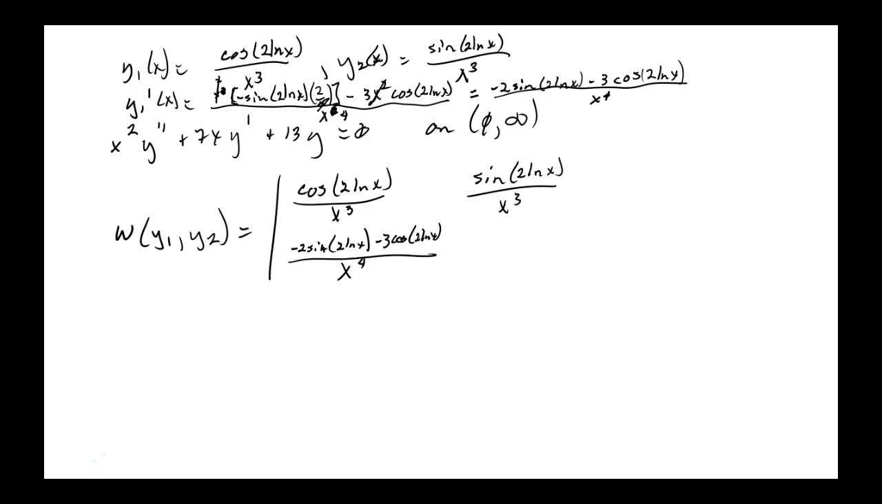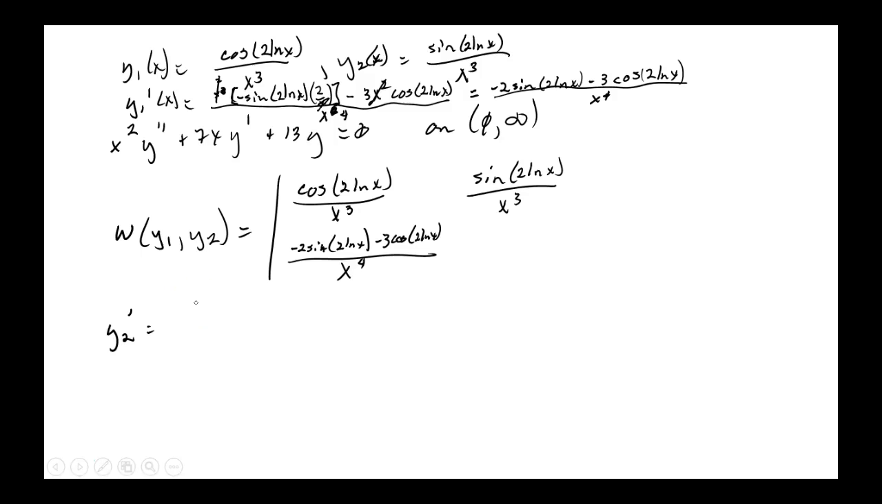We also need to do our y2 prime. So I'm going to have to do it down here. I don't have room up there. y2 prime. And that would be what? It's just doing weird things. I'm just going to guess. It's just a guess. It's going to be 2 cosine 2 ln x minus 3 sine 2 ln x over x to the 4th. Let's see.